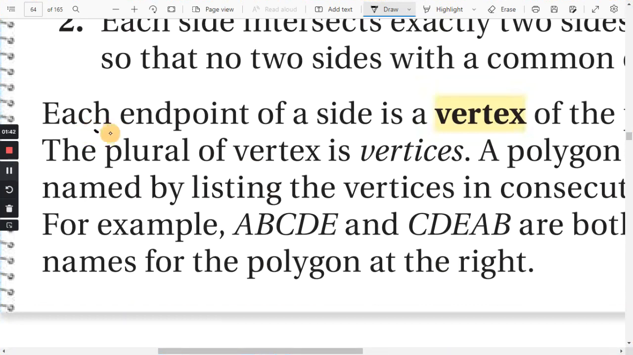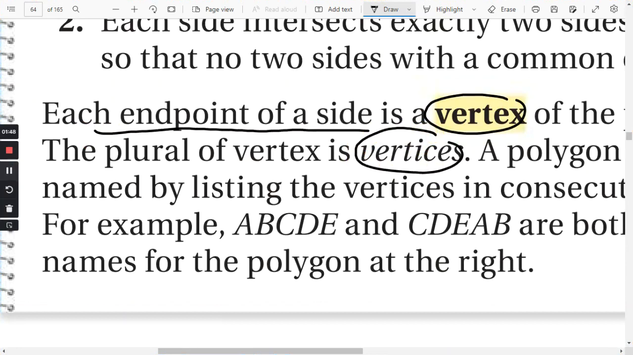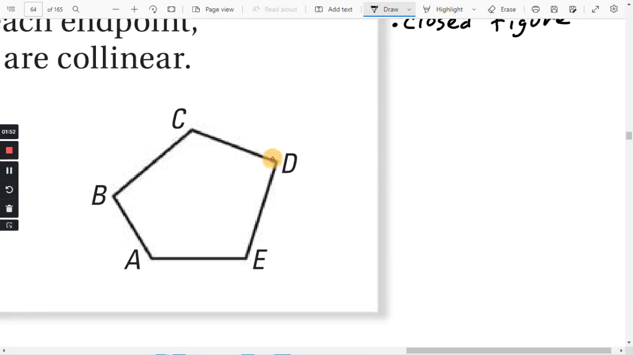Each endpoint of a side is called a vertex, and the plural of that is vertices. Let's take a look. These points, A, B, C, D, E, are the vertices. Singular is vertex and plural is vertices.